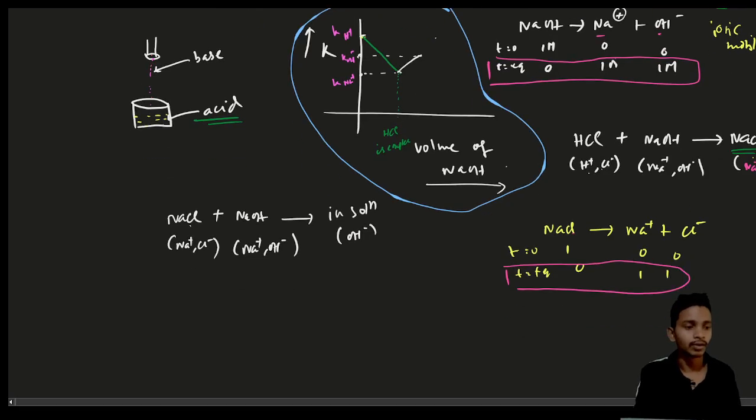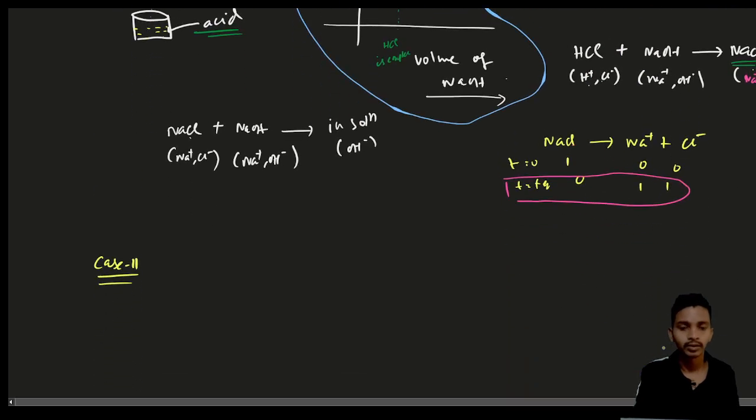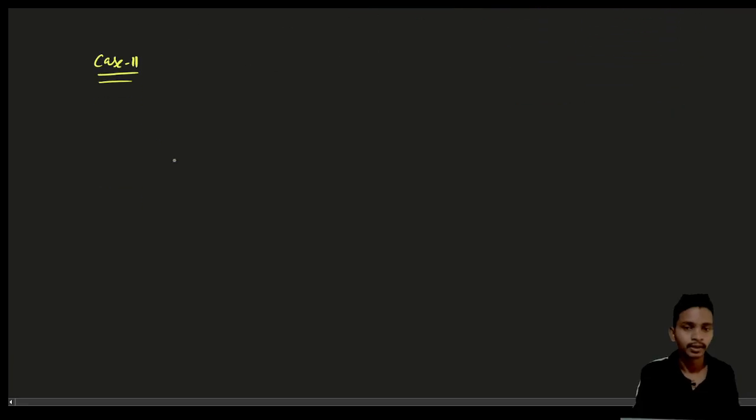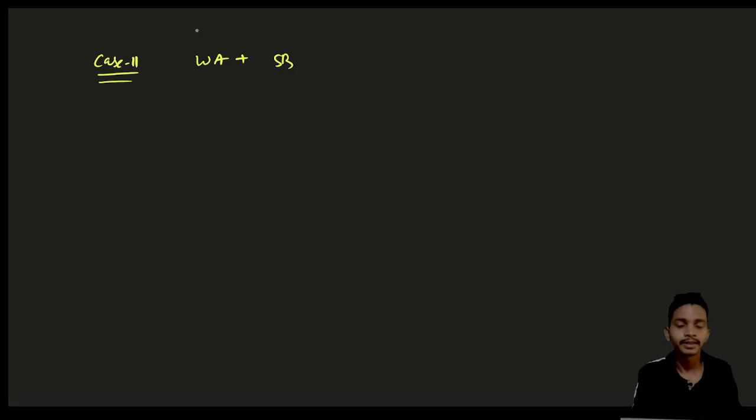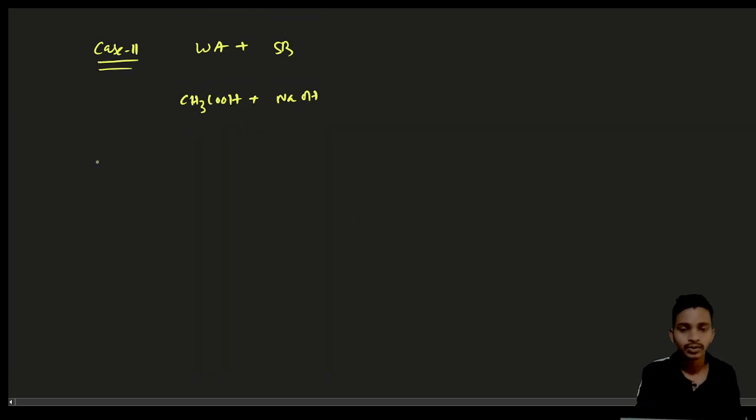Okay, now we will discuss the next case, that is case 2. Let's say we have a weak acid plus strong base. I will take acetic acid, any weak acid we can take, and the strong base, let's say again we will take NaOH. So before doing the graph, let's understand what is there in the solution.